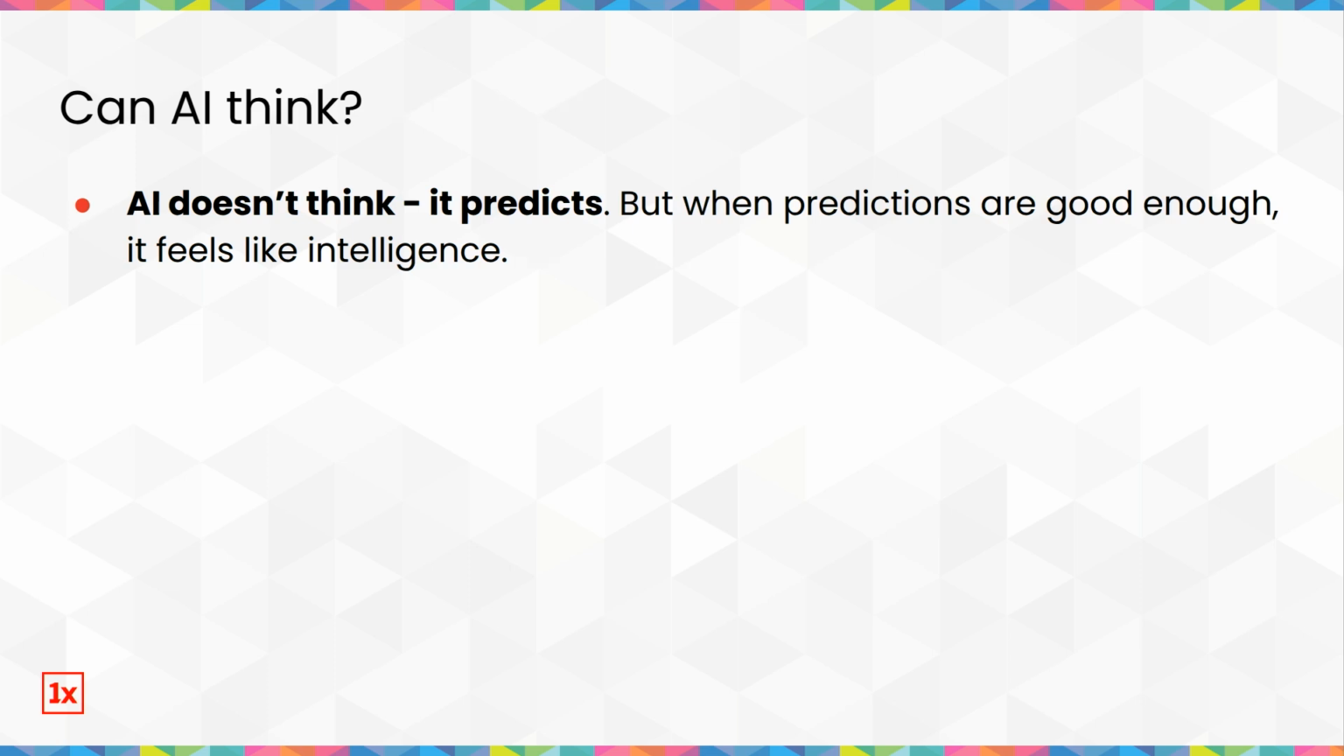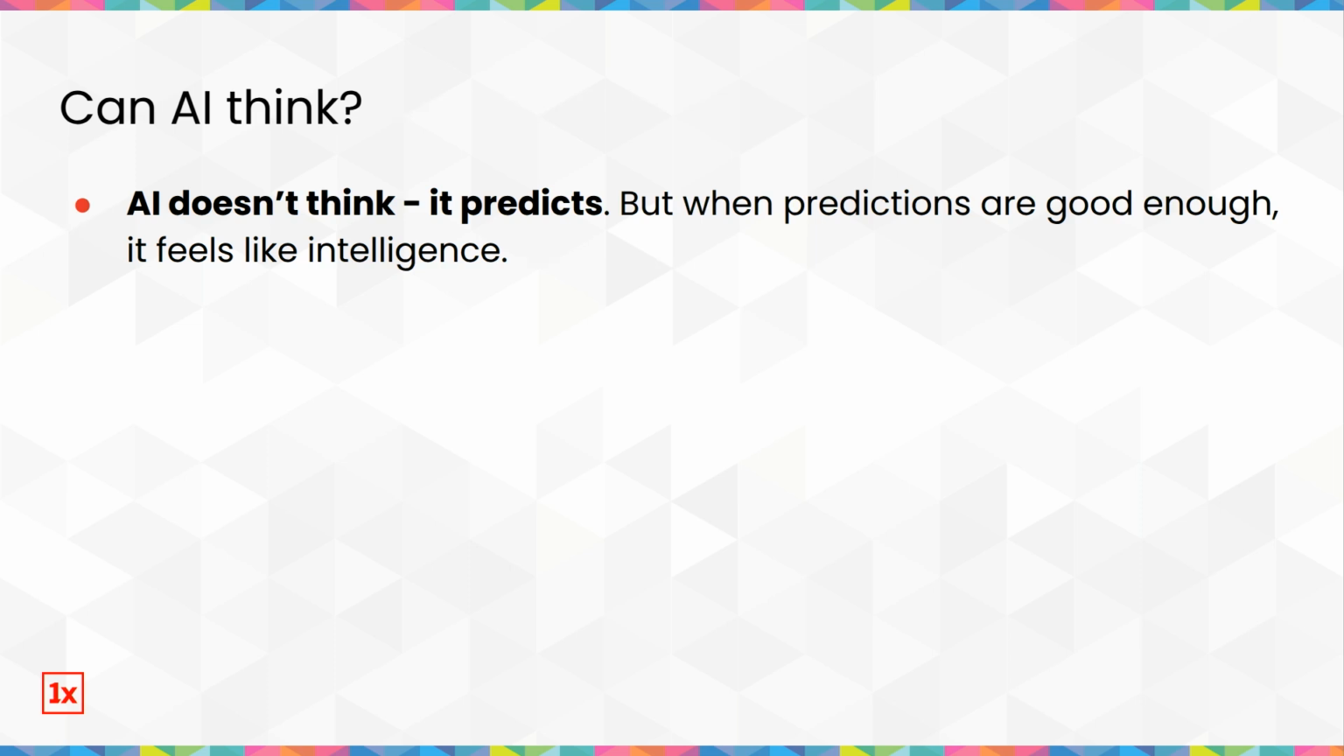So let's go to the question, can AI think? Because that's what you read all the time, reasoning models, thinking models, and so forth. Let's take a step back and think that through. So AI doesn't think. It just predicts. It's a statistical model. Nothing else, but it feels like intelligence, and that's why when you see these crazy examples, you're like, whoa, he's smart, or she, or whatever.